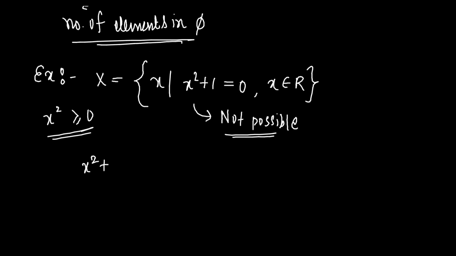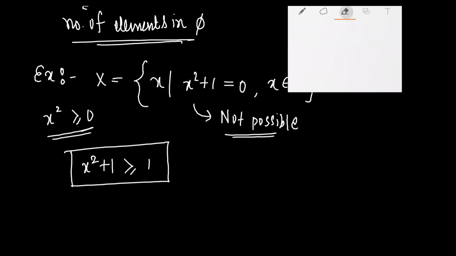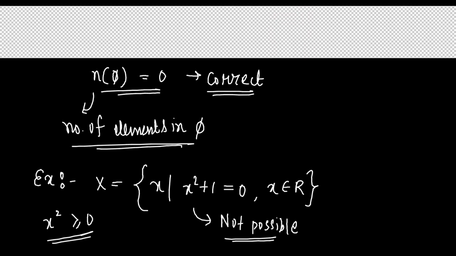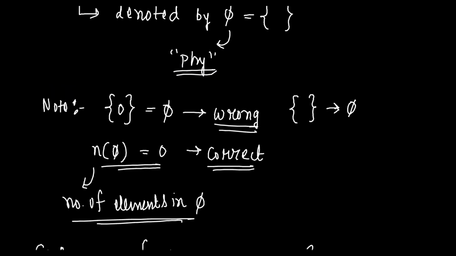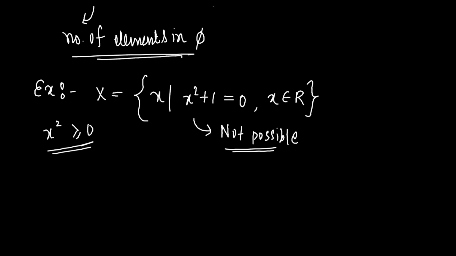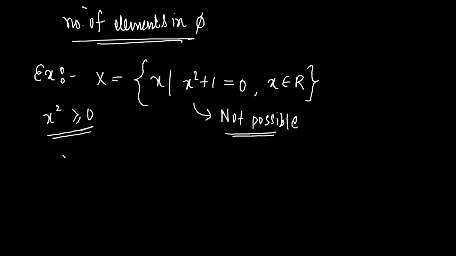Adding 1 throughout the inequality, x square plus 1 will be greater than or equal to 1. So this equation cannot be true, because x square plus 1 is greater than or equal to 1 and will not become 0 in any case. So here we say that no value of x is present such that this equation is satisfied.